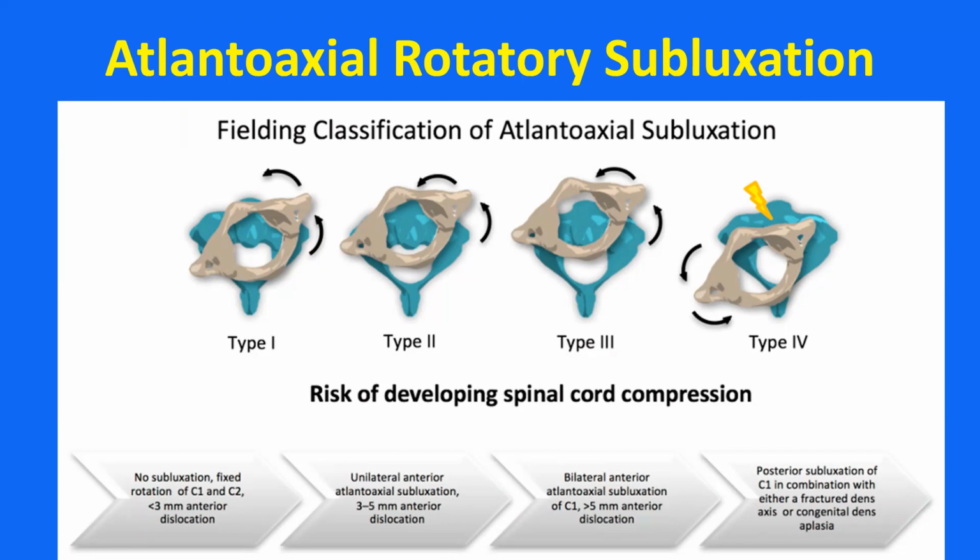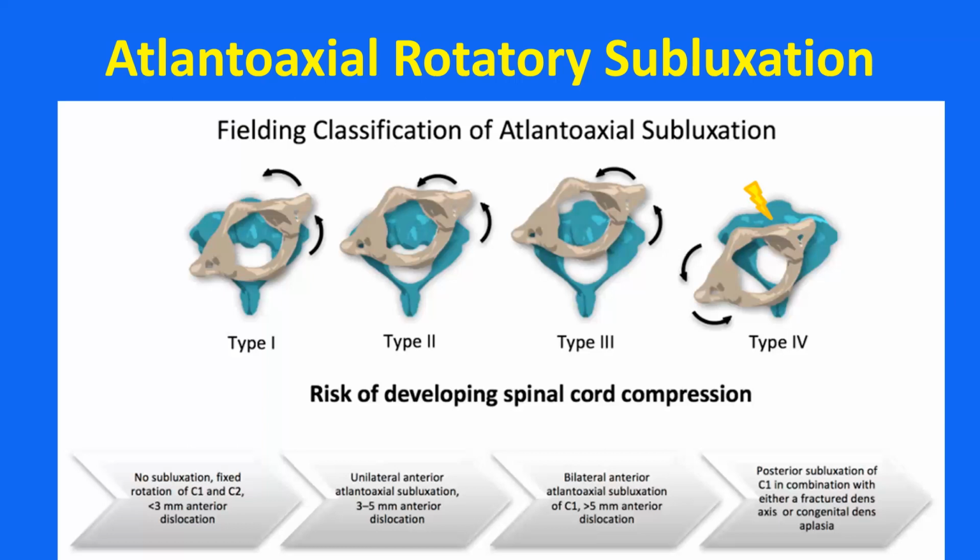In type 1, you have no subluxation. It's a fixed rotation of C1 on C2. You have a rotation type of displacement, and the displacement is less than 3 millimeters anterior dislocation. You see there is slight anterior dislocation.